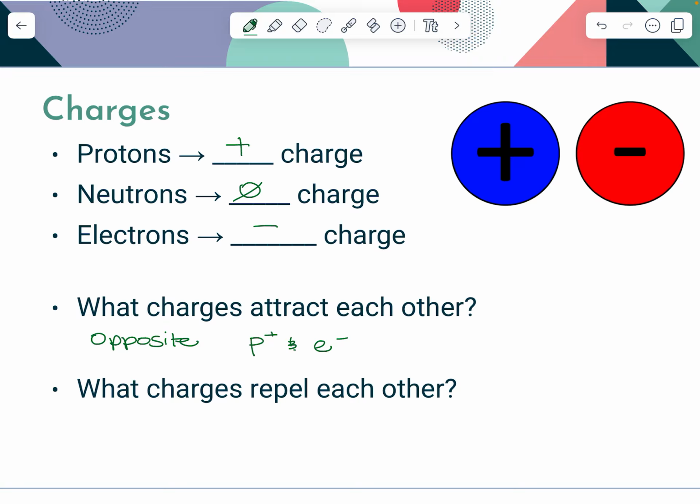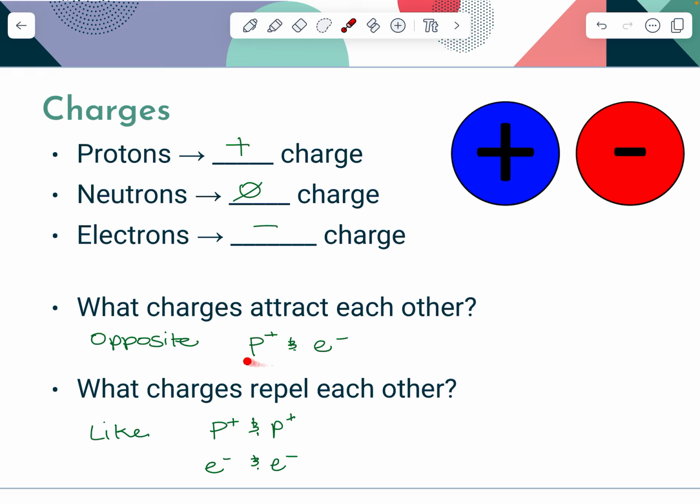What charges repel each other? Well, like charges are going to repel each other. So protons are going to repel other protons, and electrons are going to repel other electrons. We don't talk a lot about protons repelling other protons, but that's why we have neutrons in the nucleus as well, to help with those repelling forces. Our electrons spread out in our subshells because of those repelling forces. That's why our electrons will spread out before they end up pairing up.